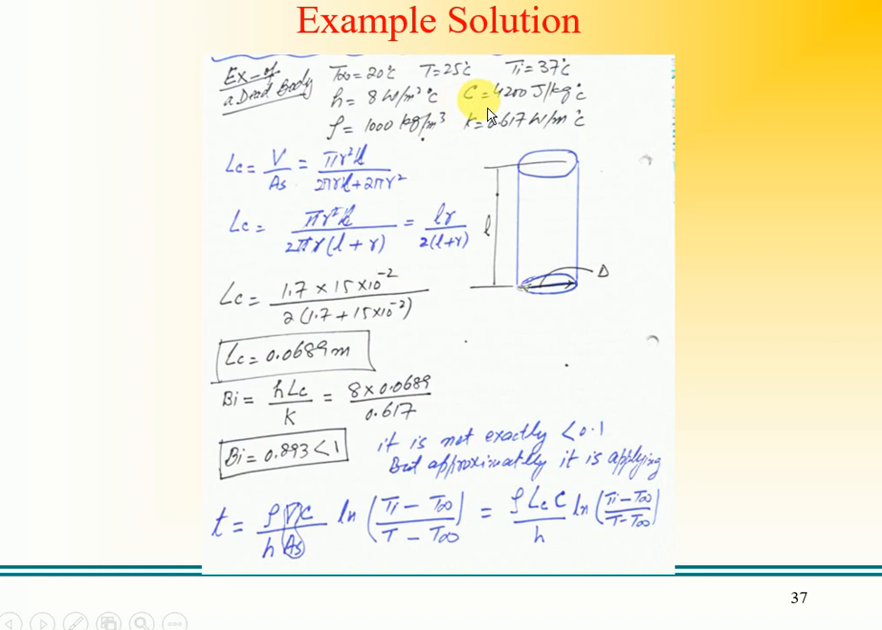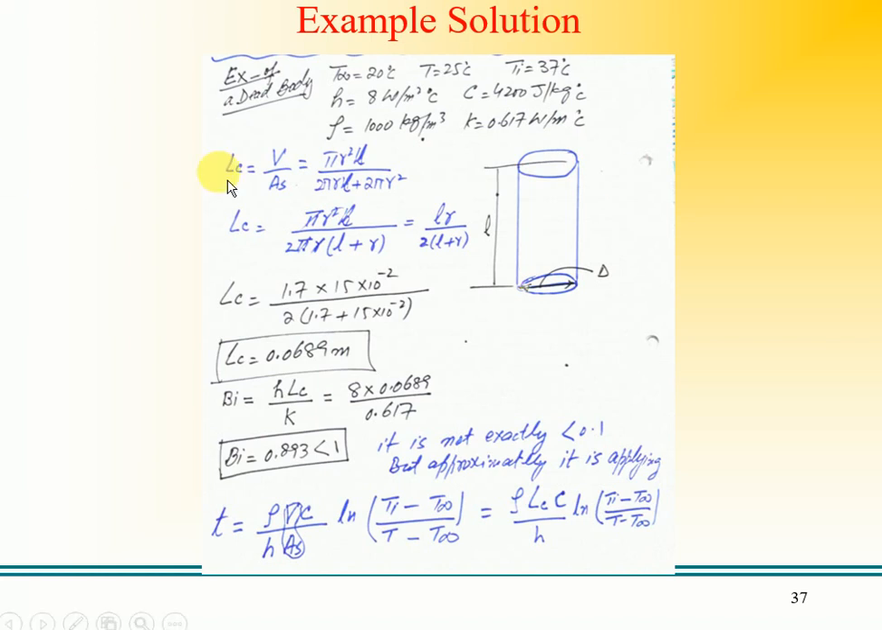I have taken the specific heat of water as 4,200 joules per kilogram degree Celsius, and the density of water is 1,000 kilogram per meter cube. The k, the thermal conductivity of water, is 0.617 watt per meter Kelvin. So first of all, I find the value of Lc, the characteristic length, then I find the Biot number. Then after the Biot number, I can find the temperature from relation 5.6, I think, which we developed in the previous lecture.